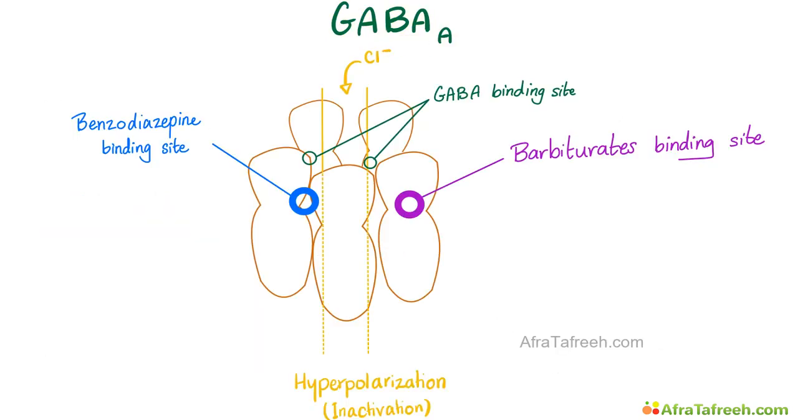What is this GABA receptor? GABA A specifically is a receptor like this, has 5 subunits. This is the GABA binding site, so the GABA will bind here. With the GABA, benzodiazepines can bind here. With the GABA, barbiturates can bind here. What is the net effect? Hyperpolarization or inactivation. How? By allowing chloride to enter through this chloride channel.